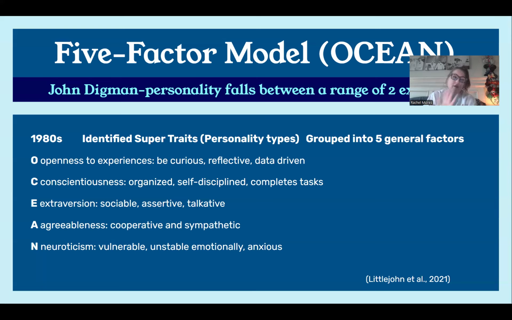Here again is your openness to experiences. So you're curious, reflective, and data driven. Conscientiousness: you're organized, self-disciplined, and you complete your tasks. Extroversion: you're sociable, assertive, and talkative. Agreeableness is being cooperative and sympathetic. And neuroticism: you're vulnerable, emotionally unstable, and anxious.